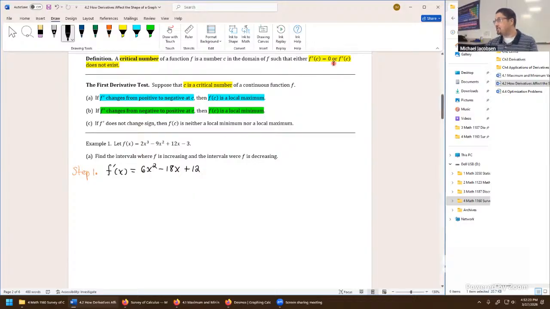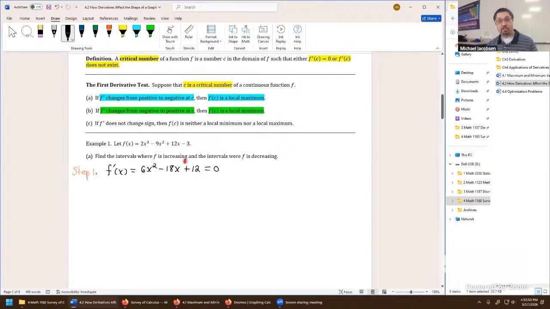Now, our goal is to set this to 0 and solve, or find where the derivative doesn't exist. But because this is a polynomial, the derivative exists at every value of x. However, at some values, it might come out as 0. So the next thing we do is we set it equal to 0. But now, because we're equation solving, what we did in the last section isn't going to help us. We don't want to add 6x^2 anywhere or add 18x anywhere. Instead, we're going to use the method of factoring.